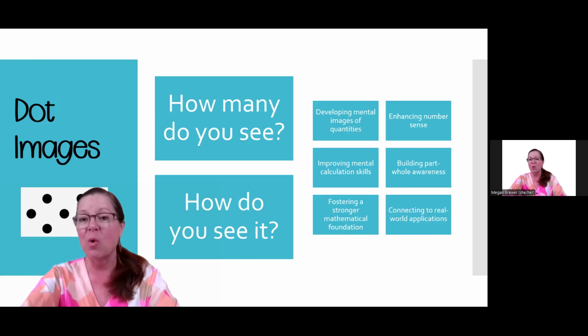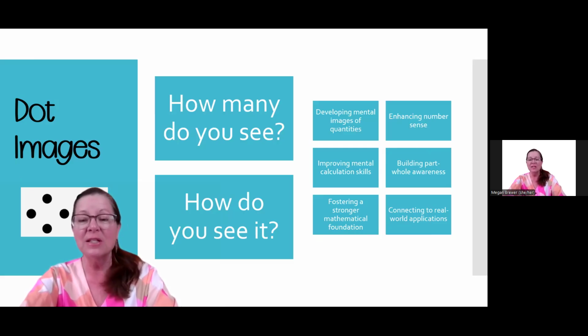Developing mental images of quantities. Dot images help students create mental representations of numbers, making it easier for them to understand values and relationships. Research shows that subitizing activities like using dot images like the one on the screen can strengthen a child's ability to visualize and manipulate numbers mentally. Enhancing number sense.